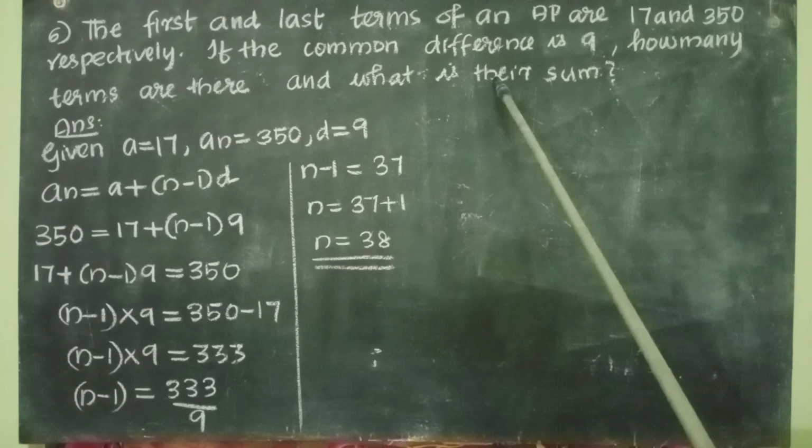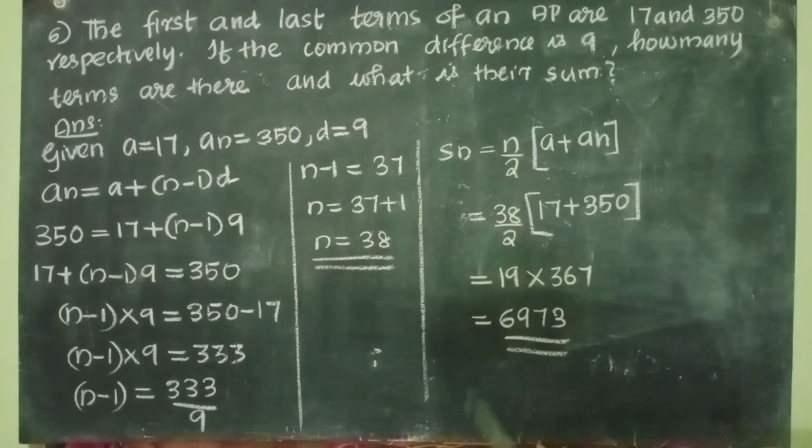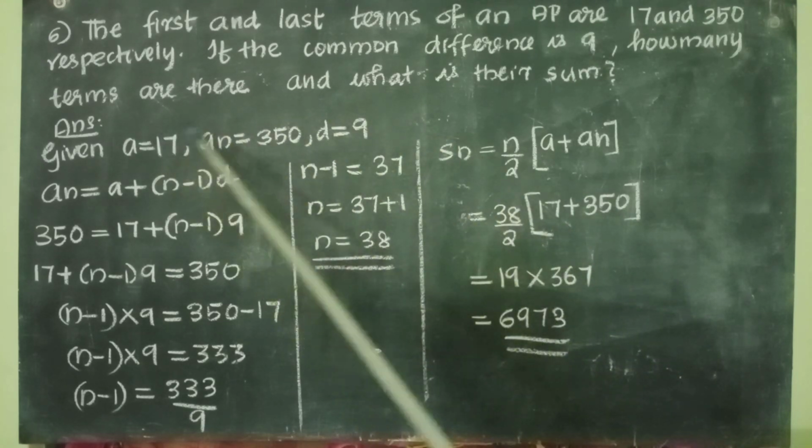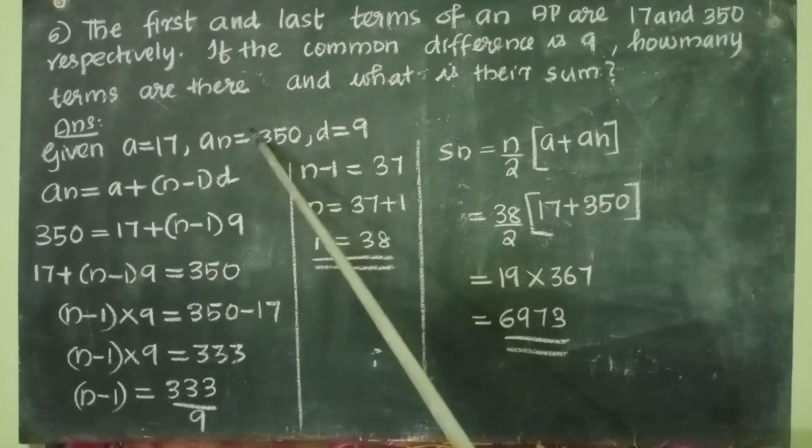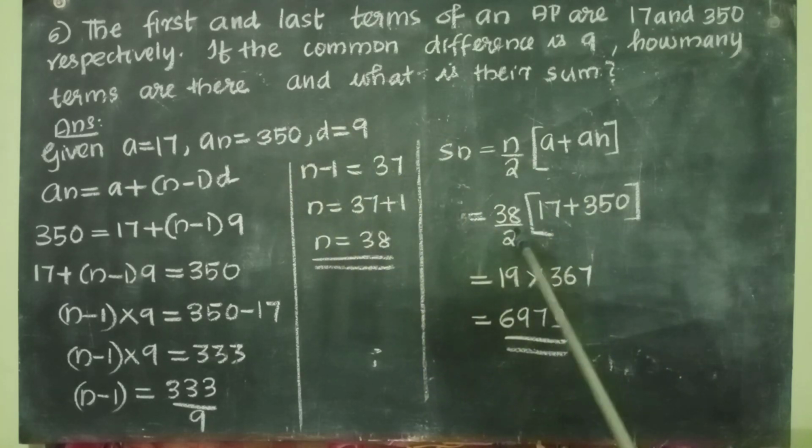Now we have to find out the sum. Sn equal to n by 2 into (a plus an). That is equal to 38 by 2 into (17 plus 350). n is 38, a is given here 17, an is given here 350. So that is equal to 19 into 367. That is equal to 6973. So the sum is 6973.